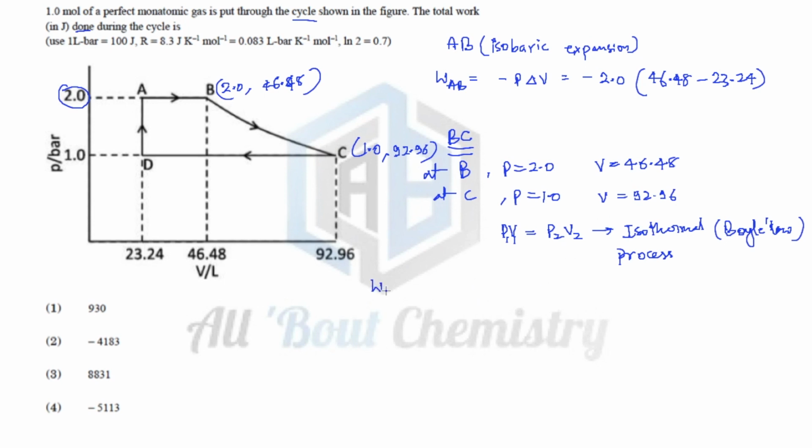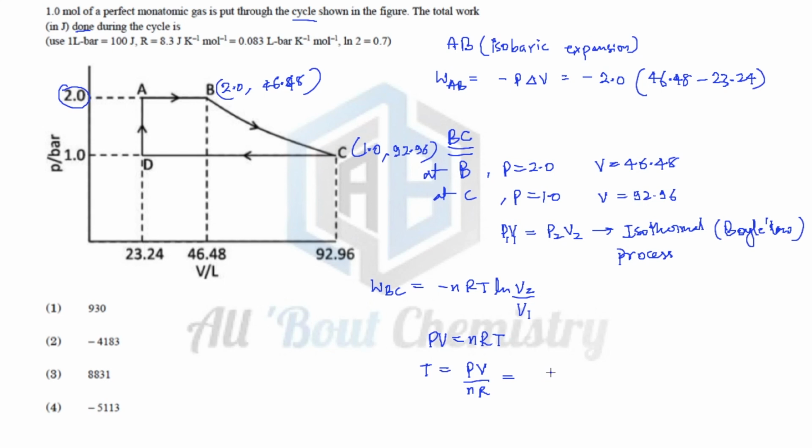So the work done in this process, WBC, will be given by the formula minus nRT ln V2 by V1. Now we don't know T, the temperature, here. So what to do then? We have to use the ideal gas equation, because it says that it's a perfect monoatomic gas. We'll use PV equals nRT to find the temperature. So the temperature is going to be PV upon nR.